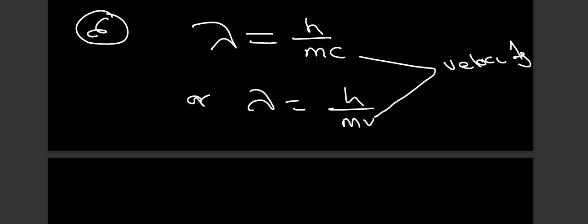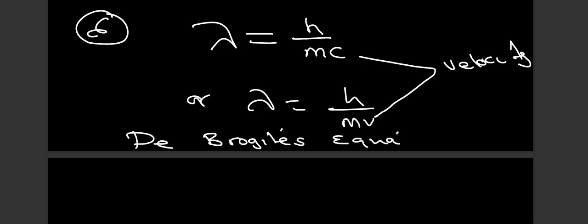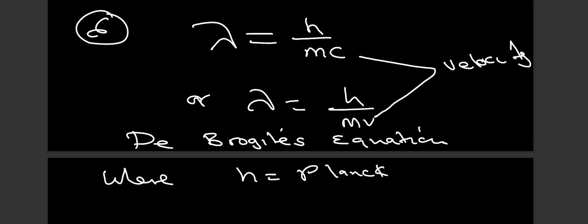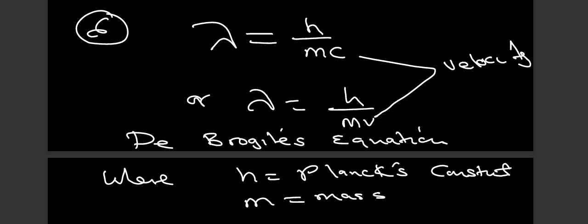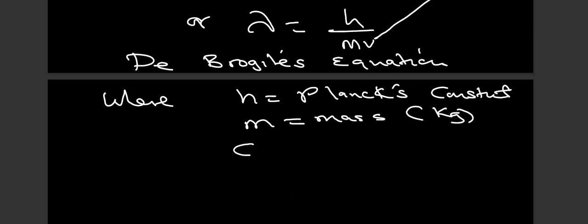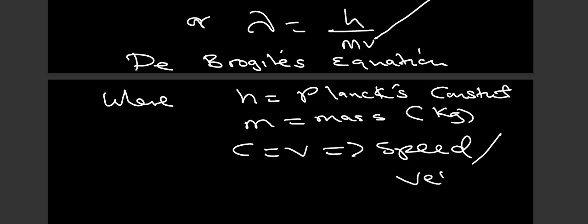This is called the de Broglie's equation. It's used to calculate the wavelength of any particular particle. Here h is Planck's constant, which you know already. This is a constant that is always given. Then the mass has to be in kilograms. Then v and c mean the same thing. This means the speed, or rather the velocity.